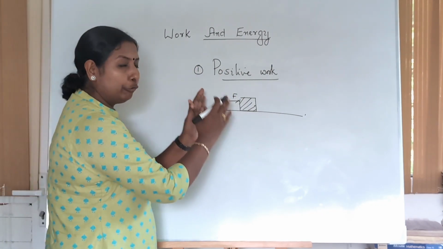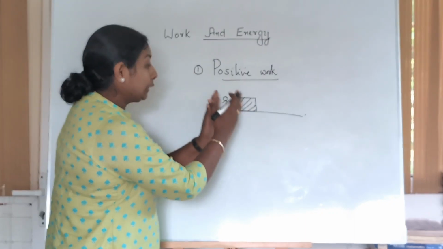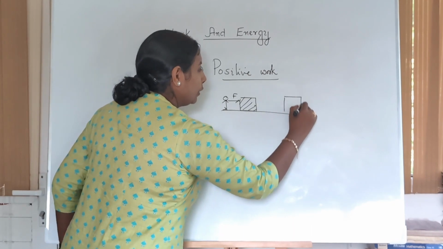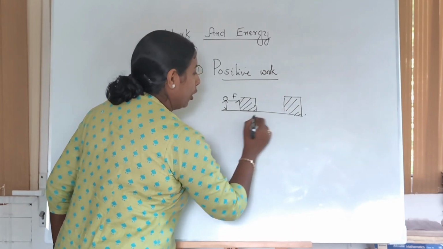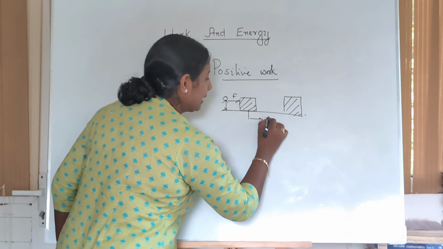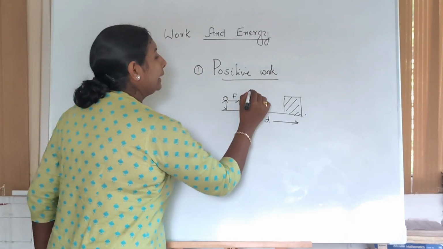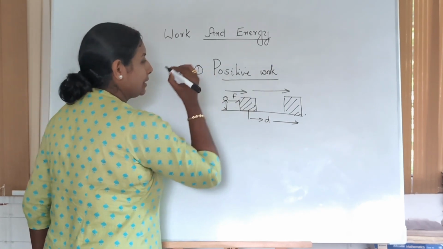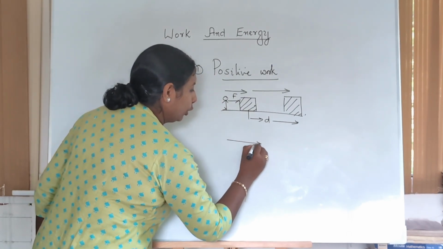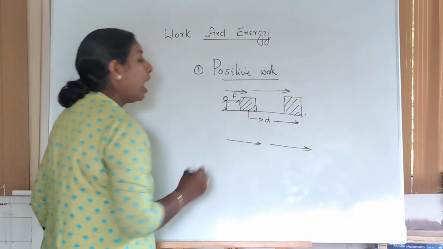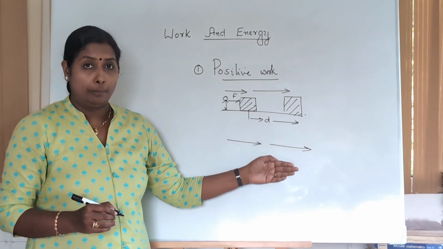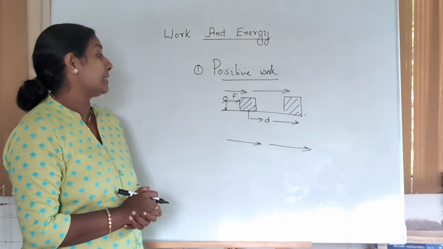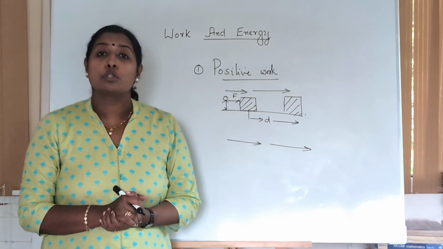So we know that the force, if it is sufficient, will displace this box to a particular position here. So this is the second position of the box, where there is a displacement of D. The displacement has happened in this direction and the force is also in this direction. So the force and displacement are in the same direction. If force and displacement are in the same direction, we can say that the work done is positive.